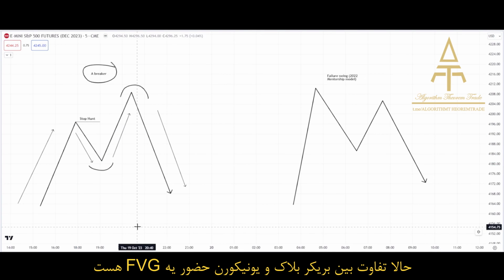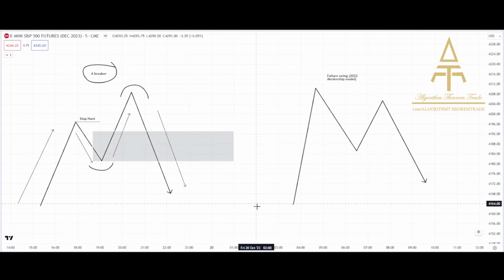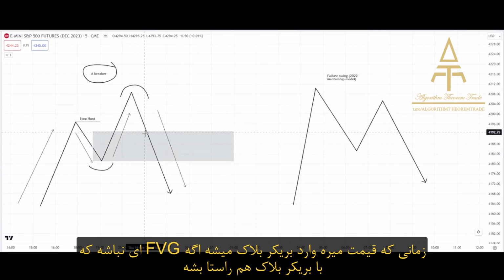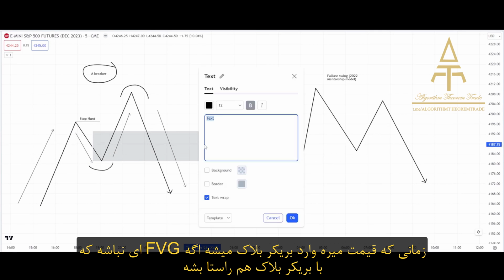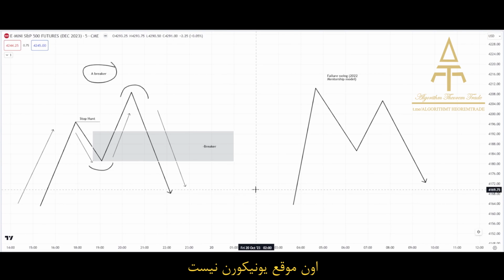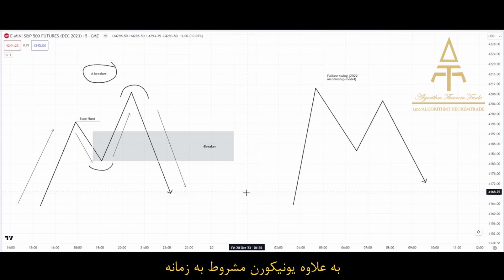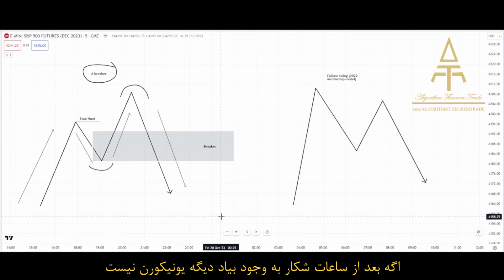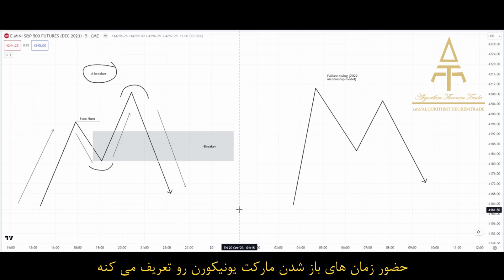Now, the difference between a breaker and a unicorn is the presence of an FVG. When price displaces through the breaker block, if there is no FVG aligned with the breaker block, then it cannot be a unicorn. Furthermore, the unicorn is contingent on time. It cannot be a unicorn if this occurs after hunting hours. The presence of opening times is what defines a unicorn.